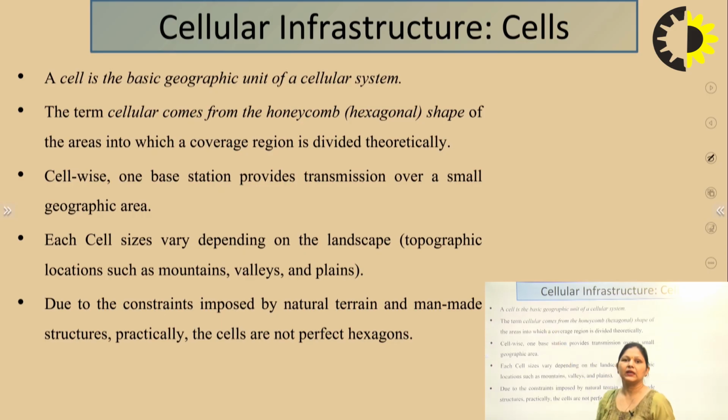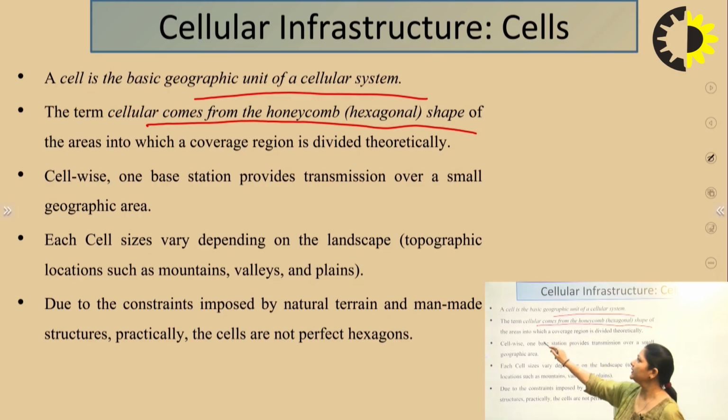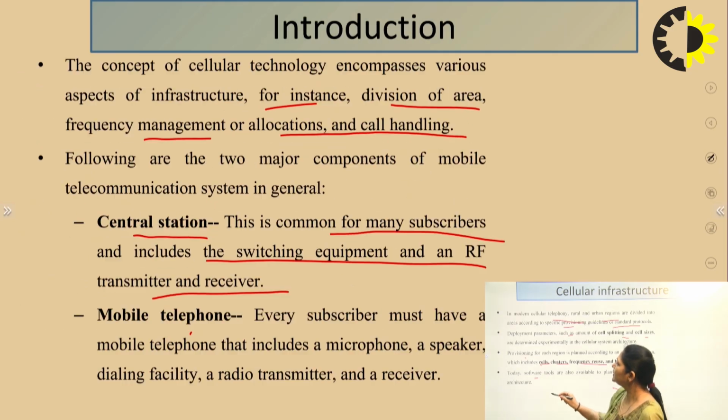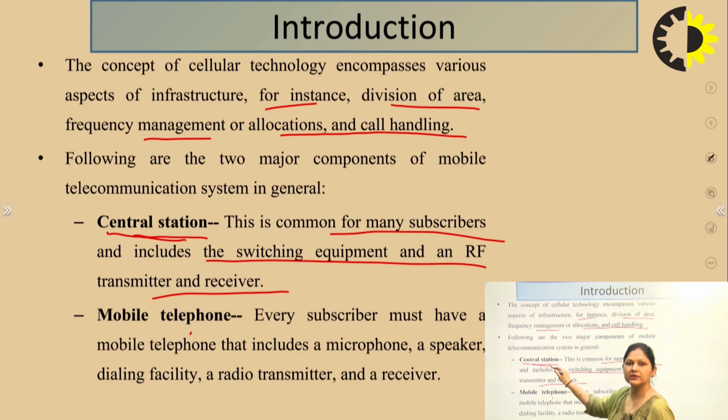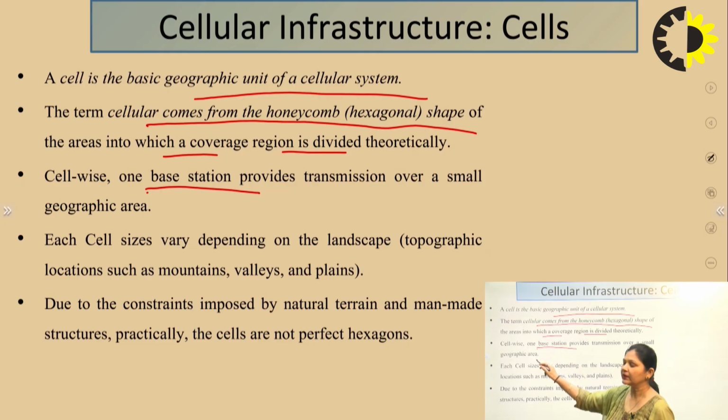Now, what is a cell? Now comes the question, what is a cell? A cell is the smallest geographical area within a particular area where we have to provide the service. A cell is the basic geographical unit of a cellular system. The term cellular comes from the honeycomb, hexagonal shape of the areas into which a coverage region is divided theoretically. Cell-wise, one base station. Base station, earlier we talked about the central station. This is the same central station that we are talking about here. One base station provides transmission over a small geographical area.